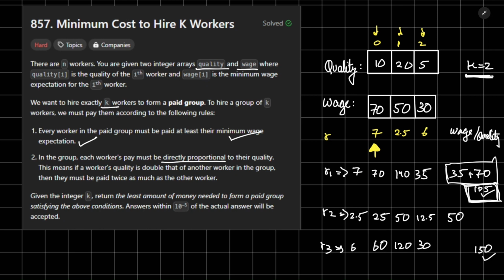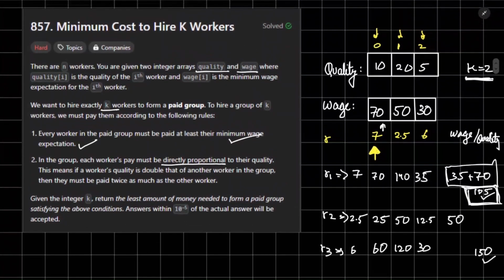And why is this minimum? Because we have to select this R from these rates only. If you take less than 7, you will not be able to afford this worker. And for greater than 7, you will always be paying more wage than required, because that would be more than 70 also. So one way that we identify is that we can calculate these rates for each of the workers, and after calculating the rate for each worker, we can again traverse the whole array and see if we can afford the worker.